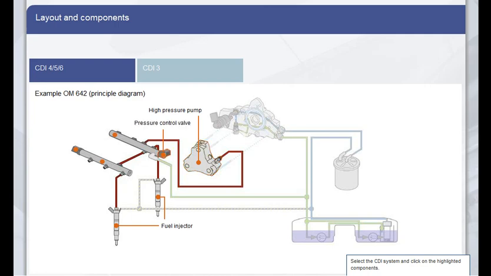The pressure relief valve controls the fuel pressure in the rail. It is operated by the CDI control unit using a PWM signal. The rail stores the required amount of the fuel with the necessary pressure for injection.